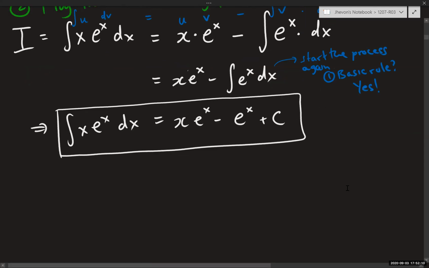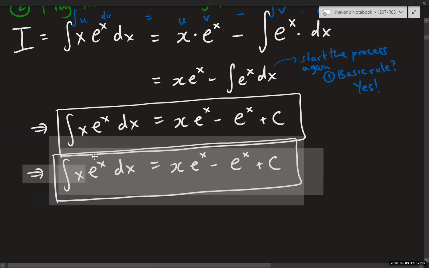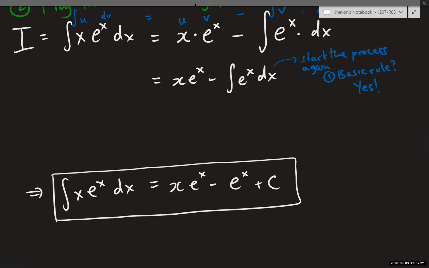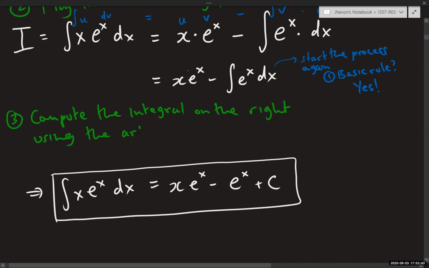So I suppose I could make this into 3 steps here. So the third thing, after you plug into the formula, compute the integral on the right using, this is not like an official term, art of integration form, a strategy.